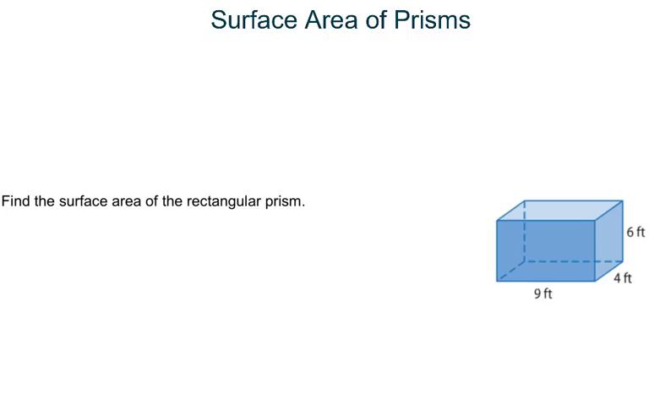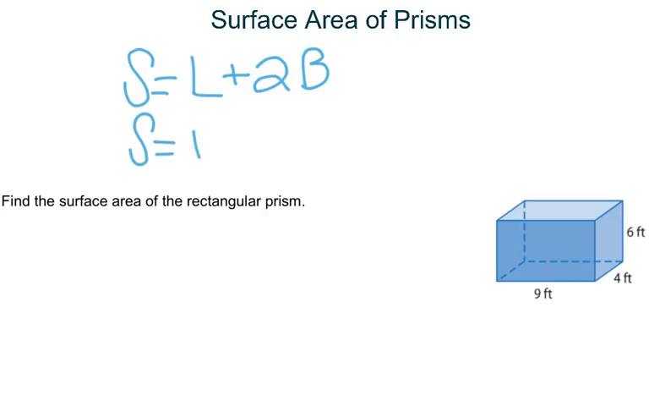So let's talk about surface area of a prism. Now surface area means all of the faces. So we'll use a capital S for surface area. Now that's going to be your lateral area plus the two bases. Now we do have a little bit more specific. Now we know that the lateral area is perimeter times height, and then we have plus 2B.